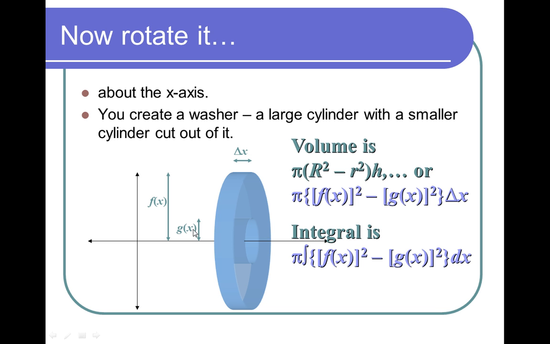So it's the same thing, it's just that we call the bigger radius f of x, and the smaller radius g of x, and we plug those in, and our height is delta x. So instead of pi times big R squared minus little r squared times the height, it's going to be pi times f of x squared minus g of x squared times delta x. And then changing it to the integral, we just put an integral sign there, and dx instead of delta x. All right, so that is a formula you'll want as well.